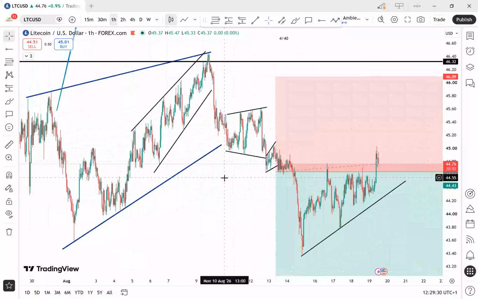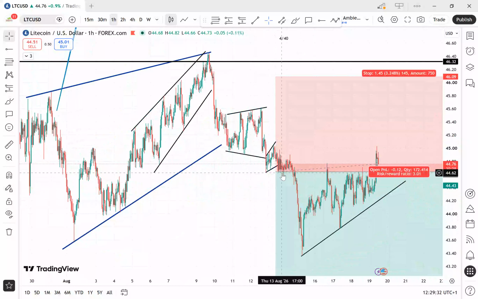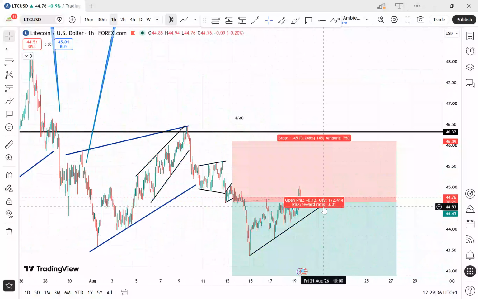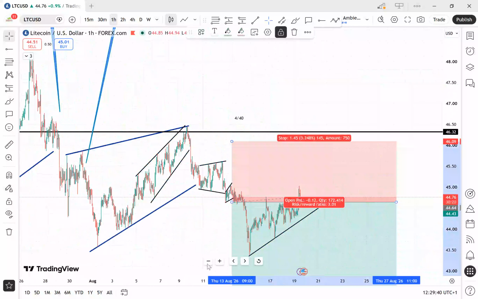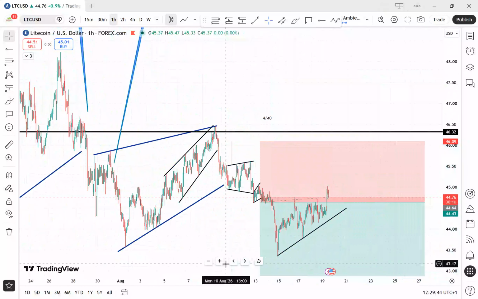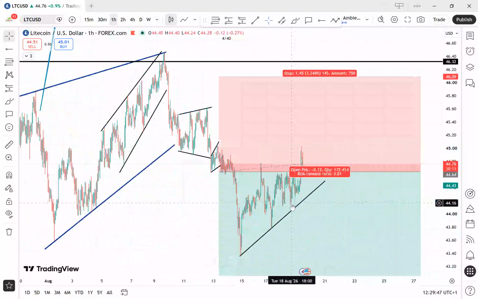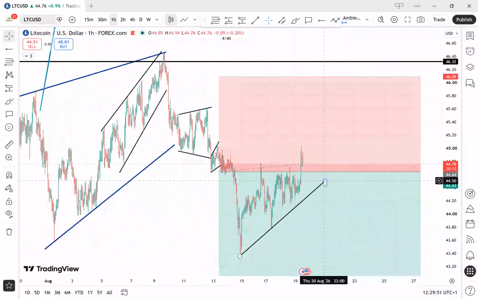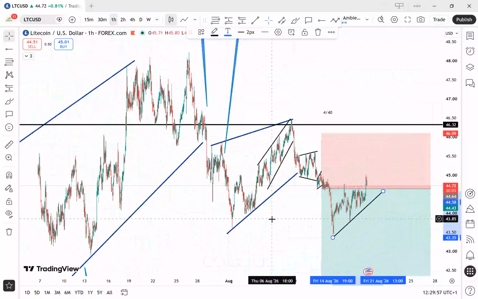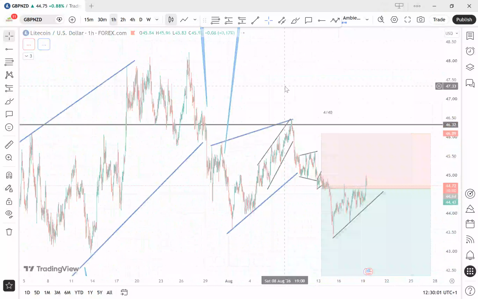So I placed my entry below here. Price took me in and dropped lower, though it has not done one hour for me. The risk is still on, so I have not reached break even yet. The price pushed into the red zone. I'm still monitoring this to see how the price develops further on LTC USD.